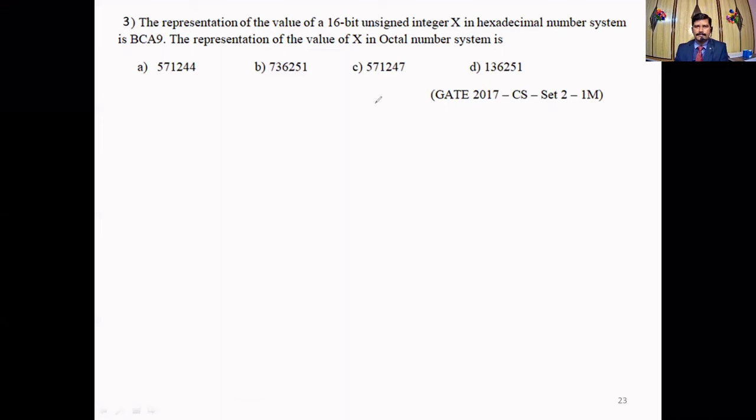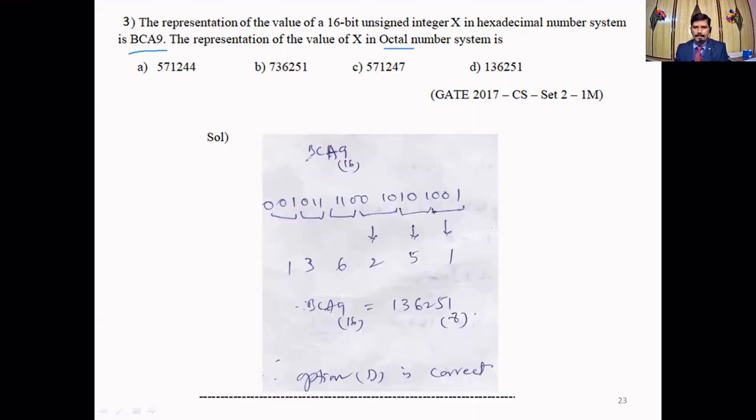Try this one. Here, a hexadecimal number is given. We need to convert it into octal. So what is the procedure here? First we need to convert it into binary using 4 bits, and then binary to octal using 3 bits. BCA9 is given. Convert it into binary using 4 bits, and then convert once again using 3 bits.